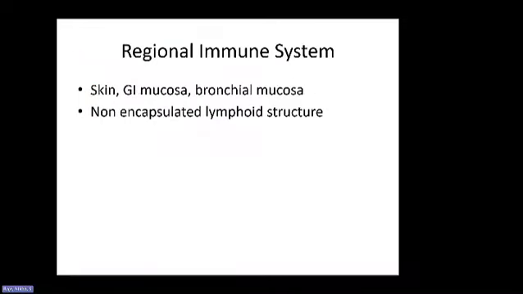All right, this is basically the last slide that talks about how there are regional immune systems in skin, GI mucosa, and bronchial mucosa, and then there are some non-encapsulated lymphoid structures or aggregates of lymphocytes that you find in various different organs. So expect questions about these features of the lymphoid organs.